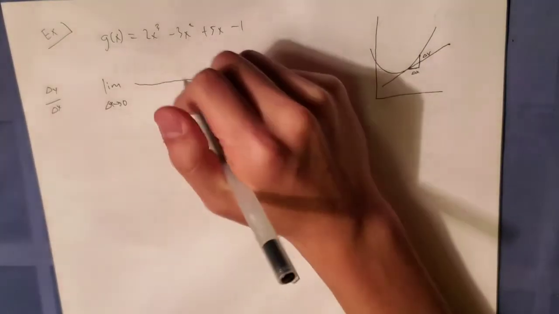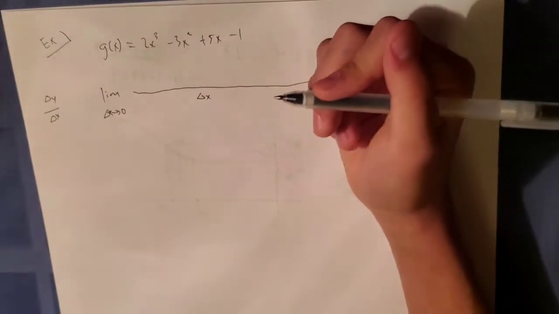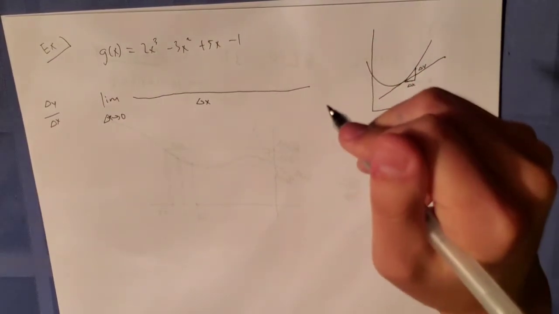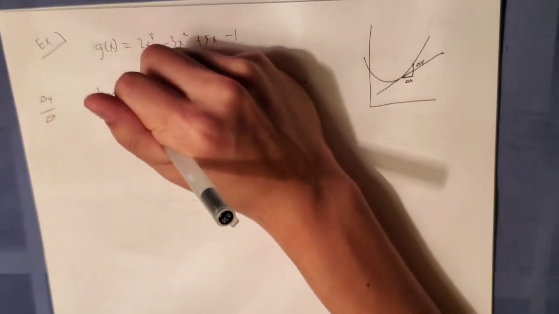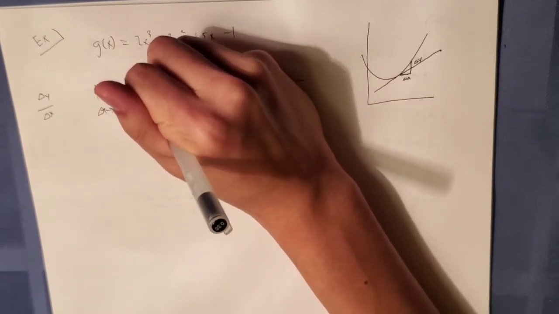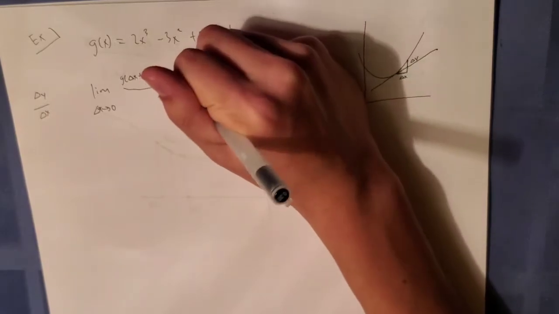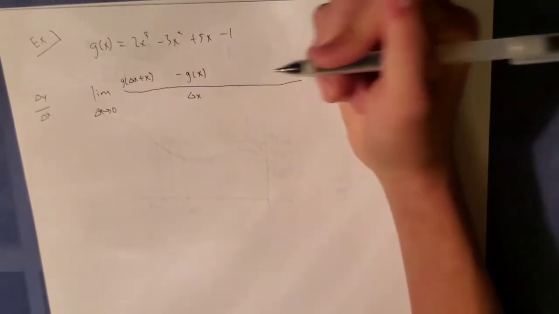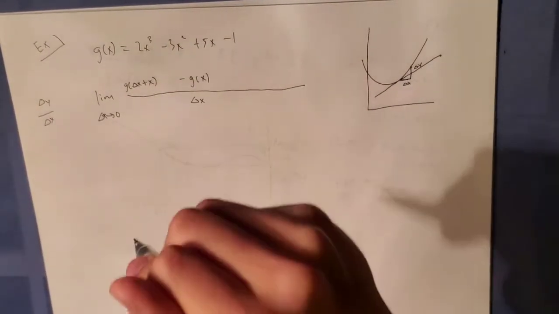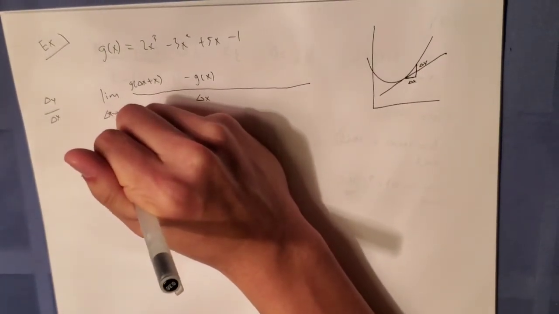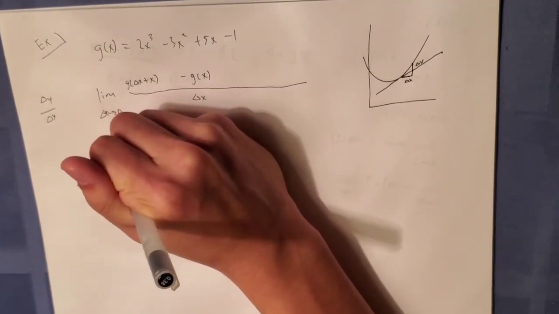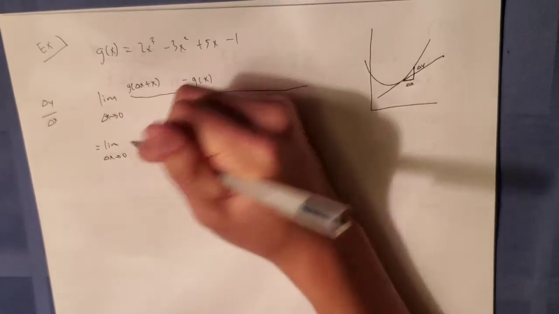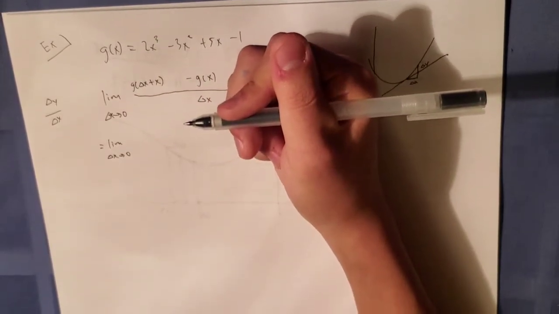So for here, we're going to have delta x on the bottom because that's how slope works, right? And it's going to be g of delta x plus x minus g of x. This equals the limit as delta x approaches 0. It's going to be quite bashy, guys.